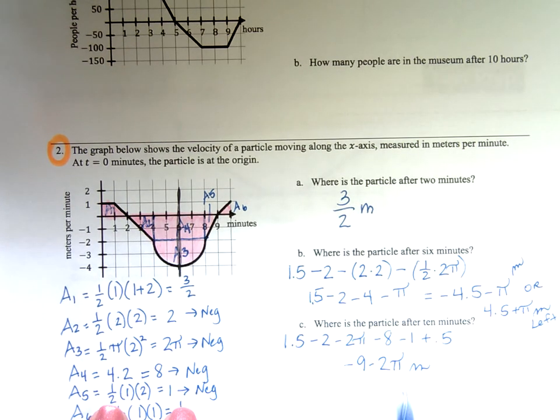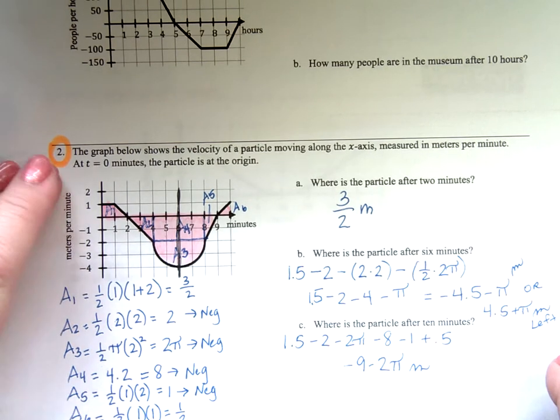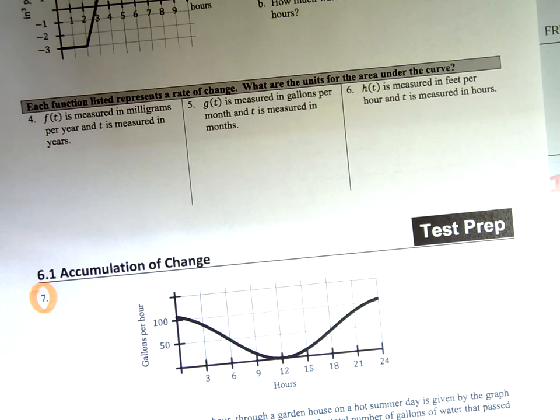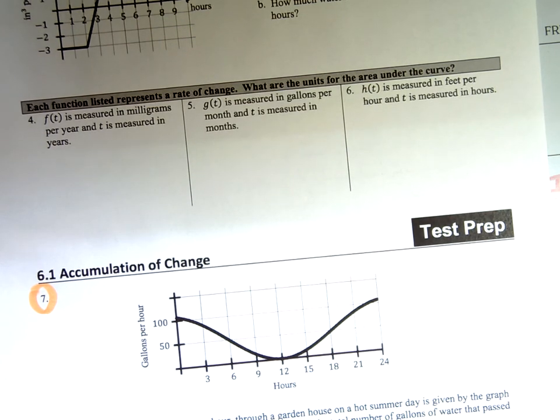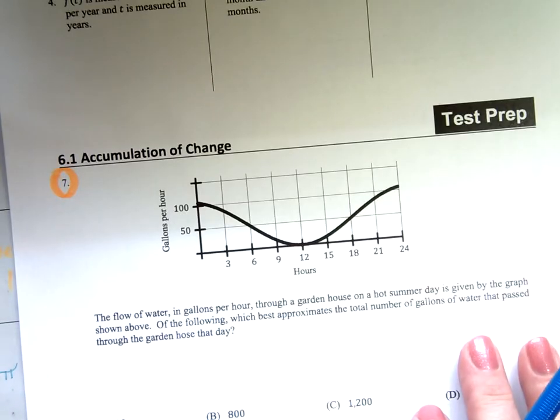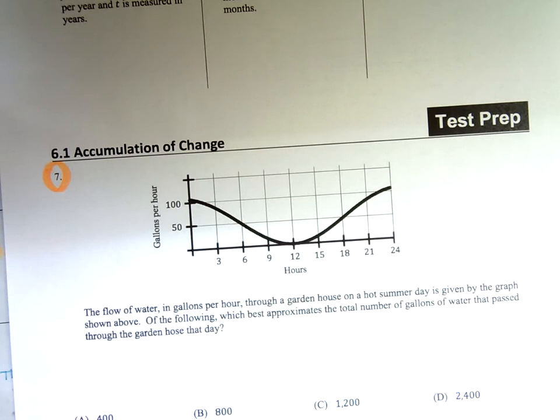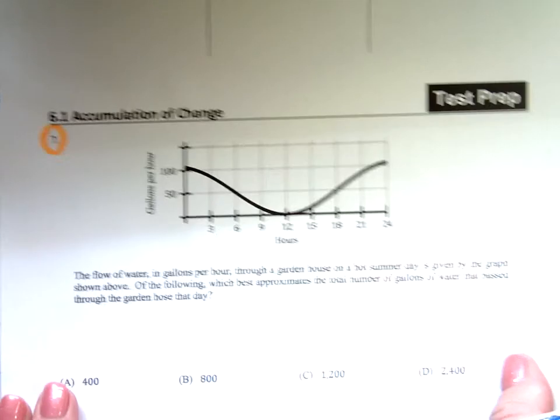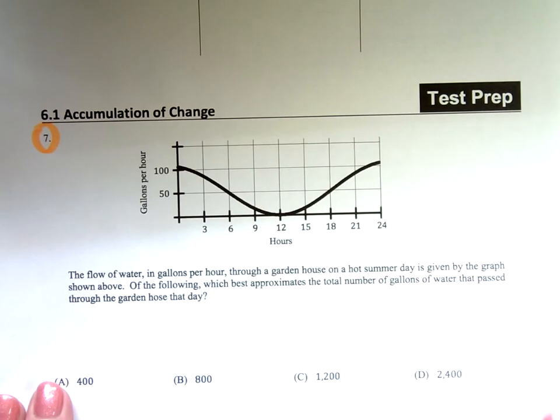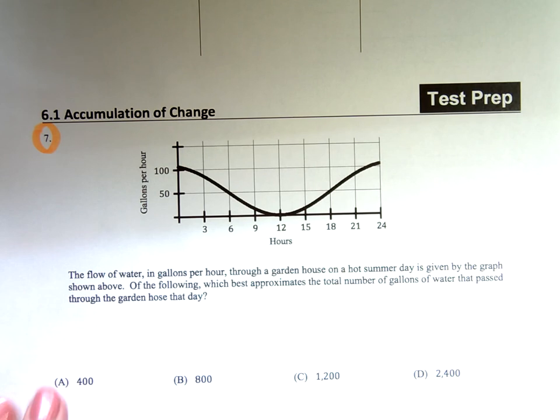So there's number 2. Last one, number 7. Because this one's a little bit different as well. So number 7, the flow of water, all this thing about water, right? The flow of water in gallons per hour through a garden hose on a hot summer day is given by the graph shown above. Of the following, which best approximates the total number of gallons of water that passed through the garden hose that day?